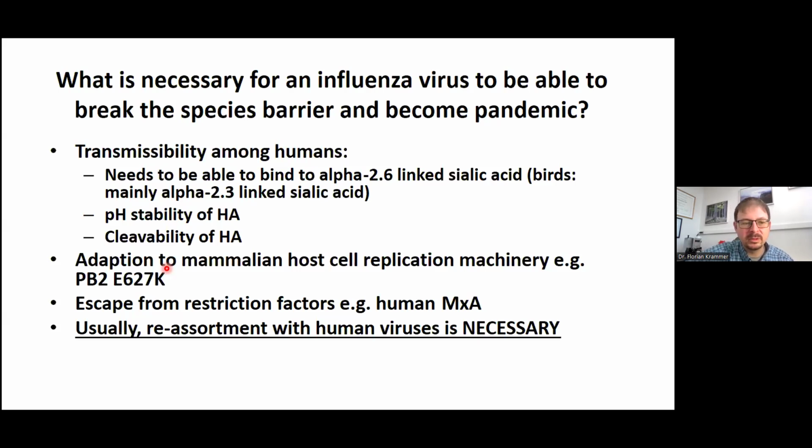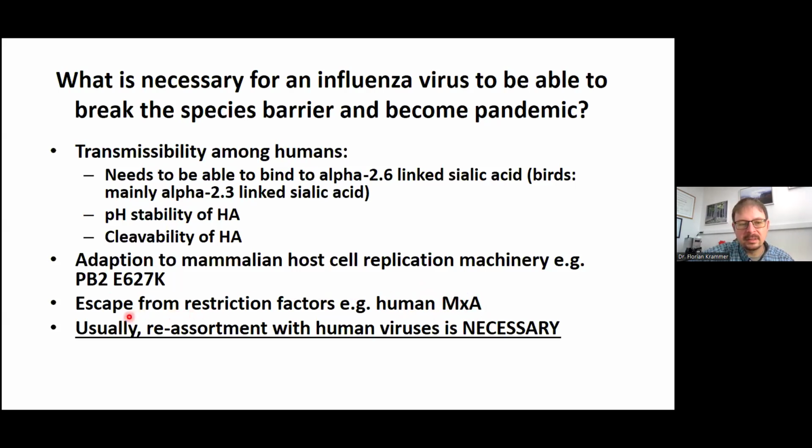And one well-known mutation is in one of the polymerase subunits, and it's this E627K mutation. Sometimes we hear about that mutation now in the news when a new human infection with H5N1 is found and the virus is sequenced. In addition to that, we have restriction factors against avian influenza viruses. For example, MXA, that's a protein that is expressed in human cells. And human seasonal influenza viruses circumvent this easily, but avian influenza viruses are restricted by it.